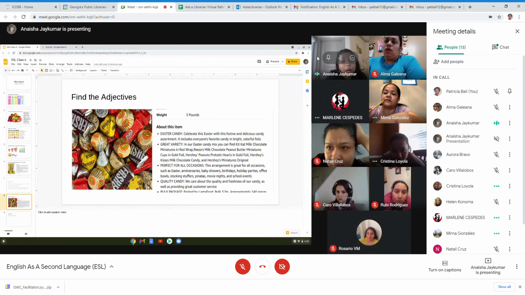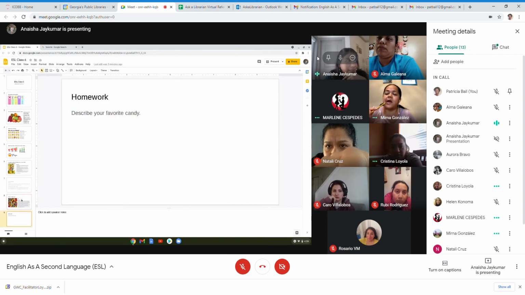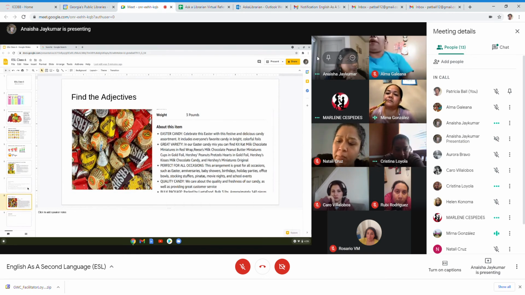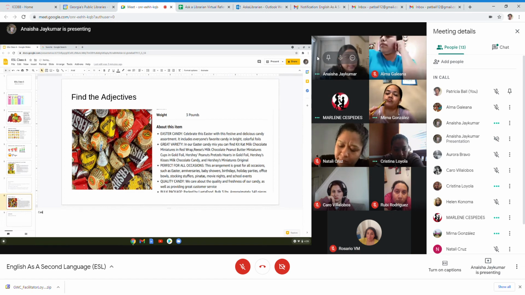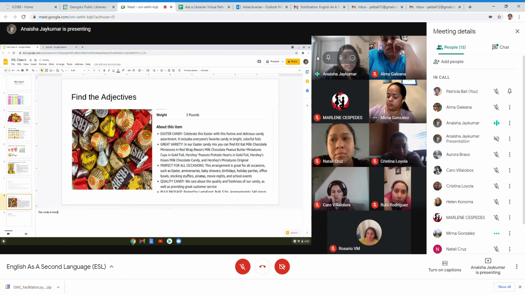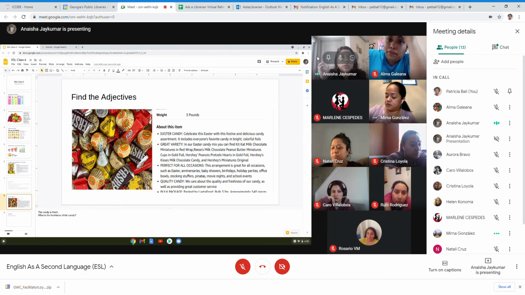Freshness is just a noun. If I say the candy is fresh, then it is an adjective. But freshness, what is the freshness? Freshness is just a noun. If I say the candy is fresh, here fresh is an adjective. But what is the freshness of the candy? Freshness, you are asking about a characteristic, you're asking about the quality. That is a noun.